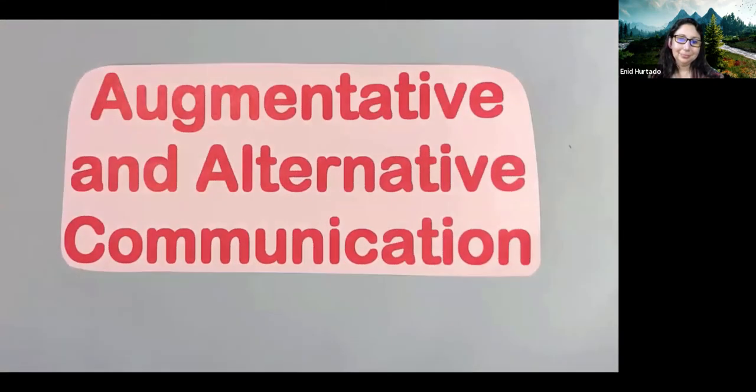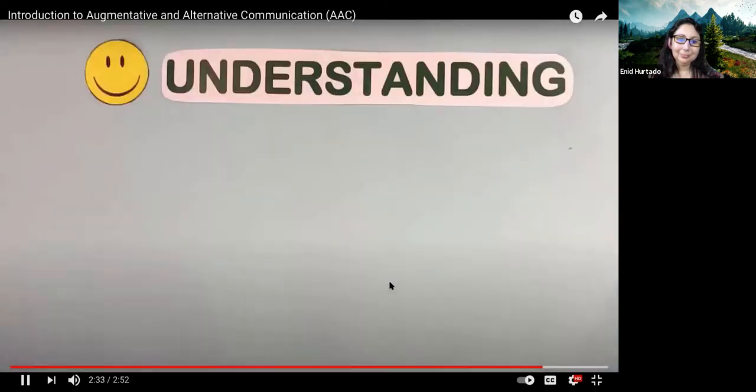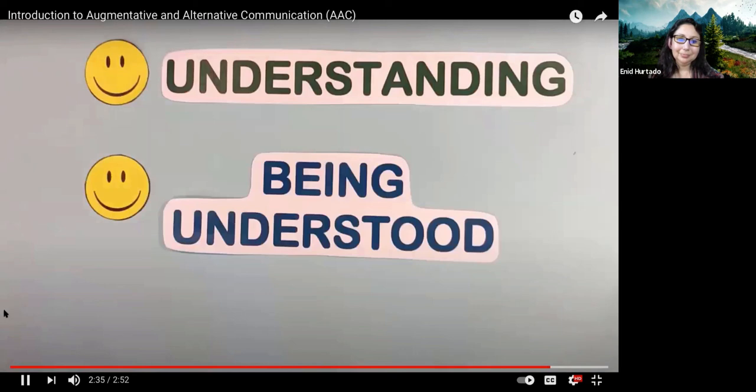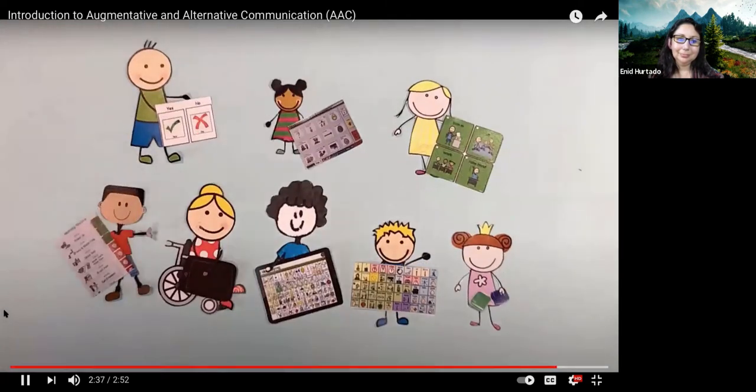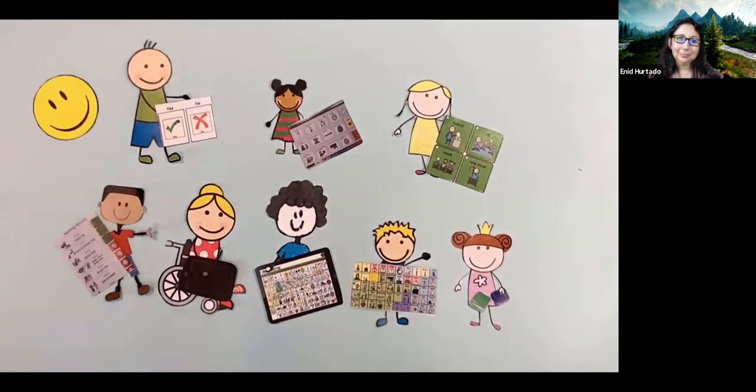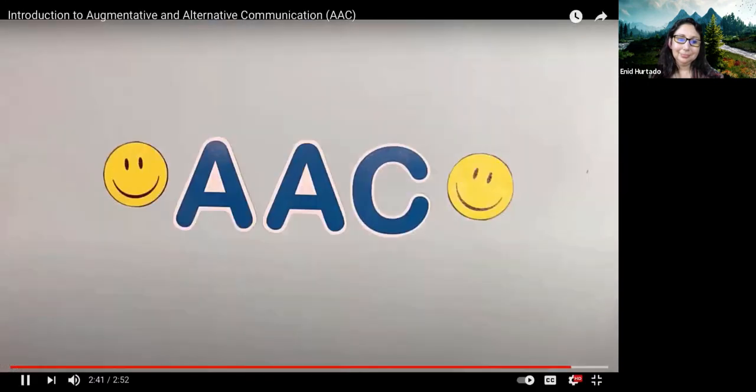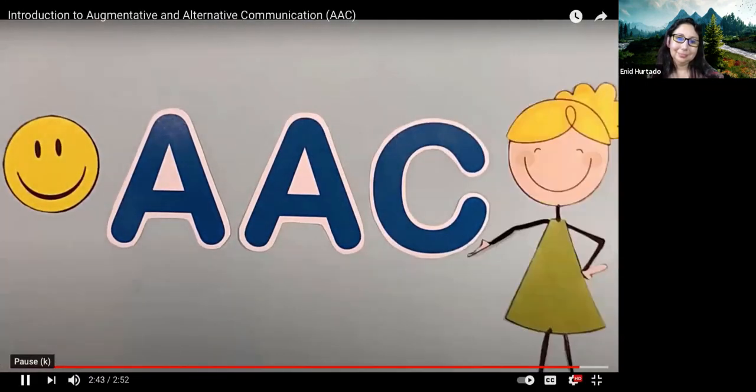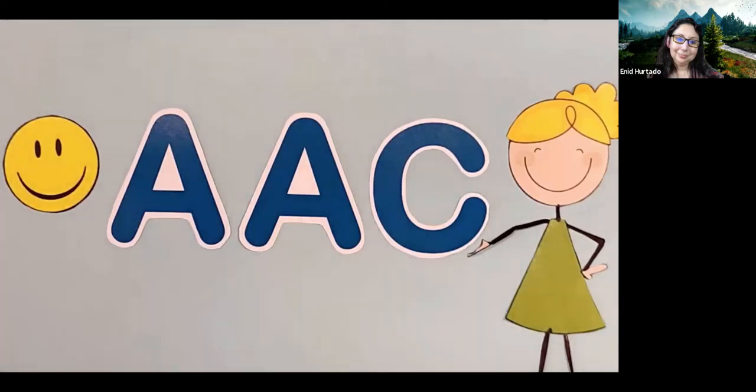Augmentative and alternative communication ensures that everyone has the opportunity to understand and to be understood, no matter what their challenges are. If you would like to know more about AAC, speak to your speech and language therapist and they will be able to help you out.